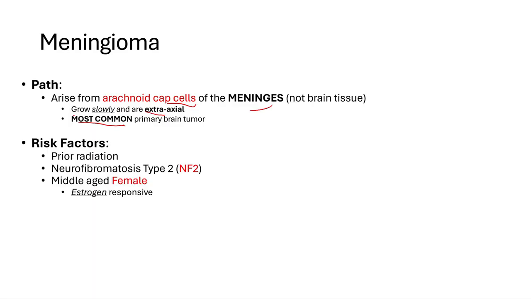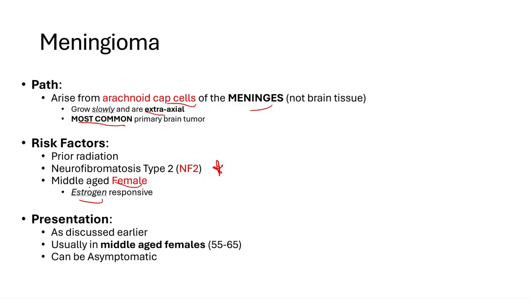Their risk factors are going to be prior radiation, but this is highly associated with NF2. And this is important to know for your exams. NF2 mutations are highly associated with meningiomas. We classically see this in middle-aged females, and they are estrogen responsive as well. So this means that if you're undergoing hormone treatment, or even if you're pregnant, if you're that young and you get this, it can get worse or grow during those times.